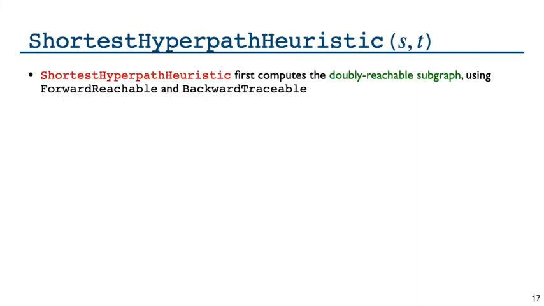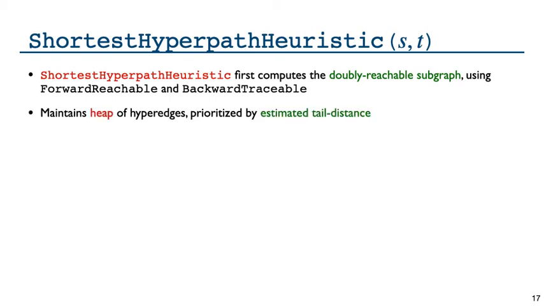Now going back up to the overall shortest ST hyperpath heuristic. It first computes the doubly reachable subgraph of G, taking the intersection of forward reachable and backward traceable. Note that it is not worth looking at hyperedges that are not forward reachable and not backward traceable, since they can never be in any ST hyperpath.